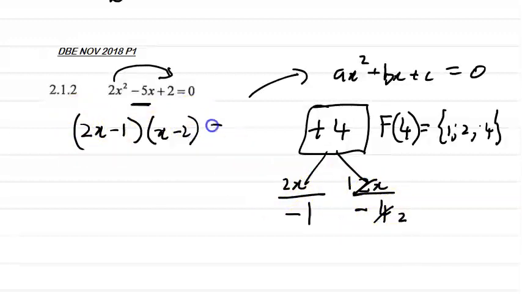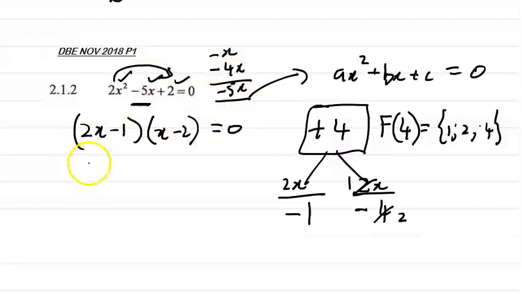X minus 2 equals to 0. Now also you can check your factorization by products. 2x times x is 2x squared. Minus 1 times minus 2 is positive 2. Inner terms, minus 1 times x is minus x. And 2 times minus 2 is minus 4x. If I add the both up there, I'll get minus 5x. So there you go. Always check your factorization by products.